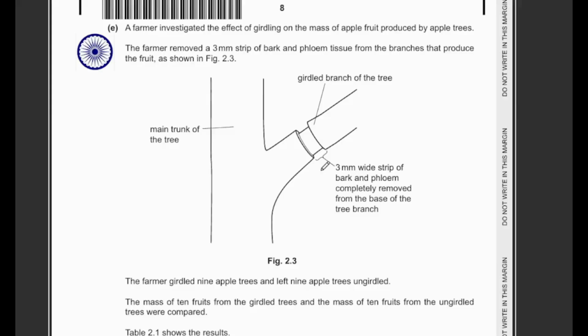Okay, next one. A farmer investigated the effect of girdling on the mass of apple fruit produced by apple trees. The farmer removed a 3 mm strip of bark and phloem tissue from the branches that produce the fruit. So he removed the bark as well as the phloem tissue from the branches, with the phloem completely removed from the base of the tree branch.